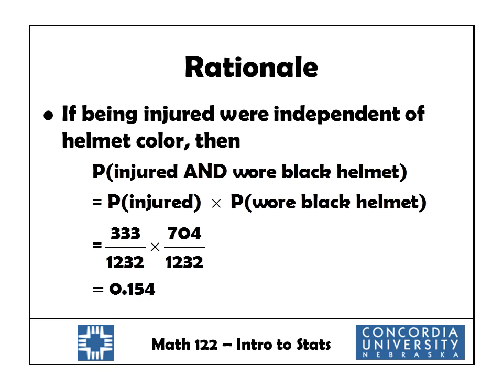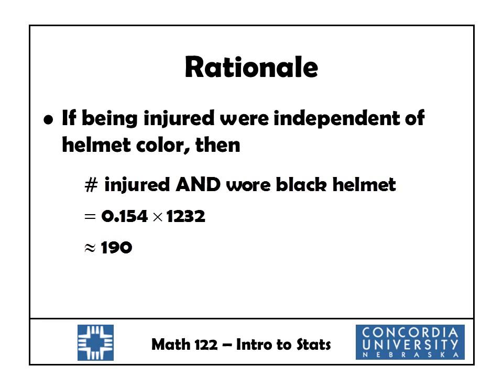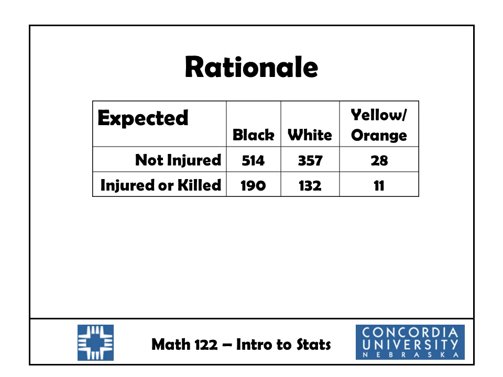Well, now let's take this one step further. Again, assuming that they're independent, then the number of people that were injured and wore a black helmet would be equal to the probability of choosing someone who's injured and wore a black helmet times the total number of people in my sample, 1,232. So I take my probability of 0.154 times my sample size, and I get about 190. So if they really were independent, then I would expect to have about 190 people in my sample who were both injured and wore a black helmet. So I could do similar calculations for each one of these other categories.